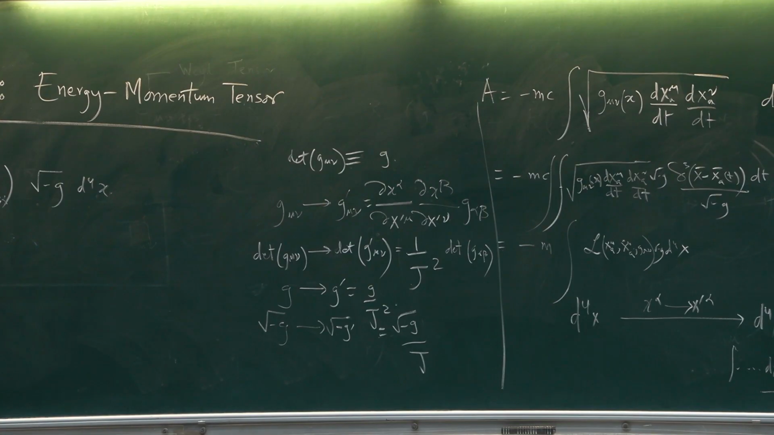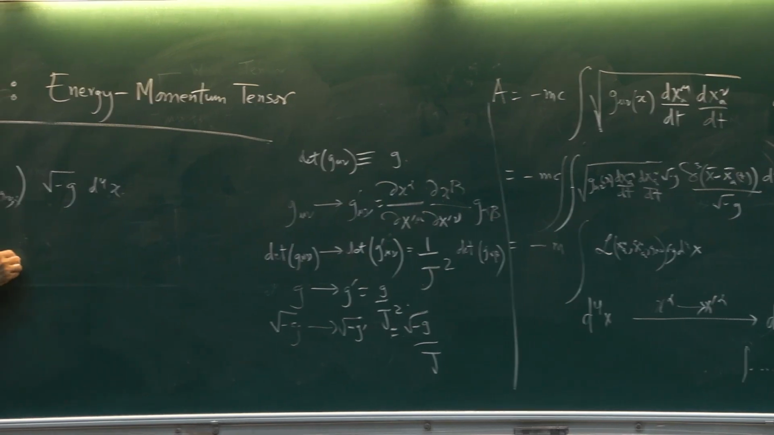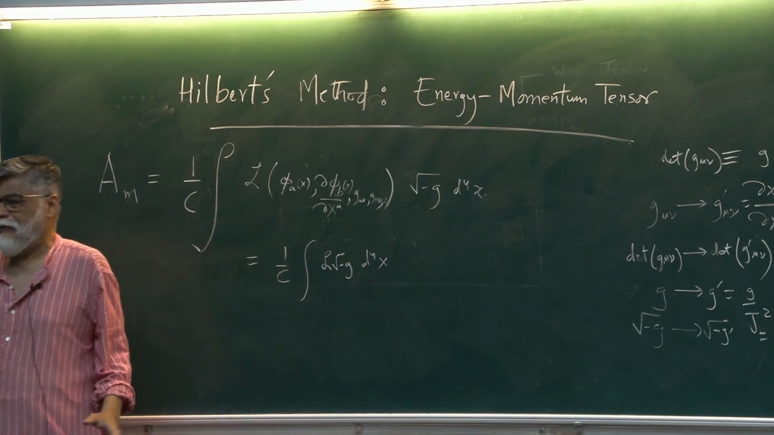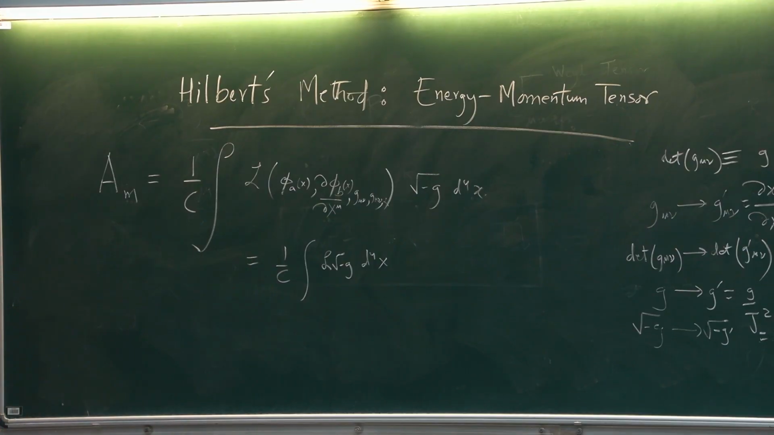Now Hilbert said this: for any physical system, I can write down my action in terms of a Lagrangian density. So shorthand, it will be 1 over c integral L root minus g d4x. This is my action for any system of matter distribution, whether it's point particles, electromagnetic fields, scalar fields, and what have you. Now Hilbert asked the following question, that this is true given a metric.